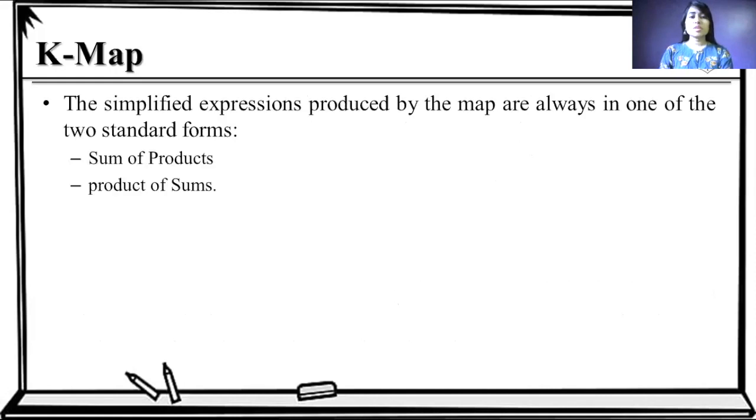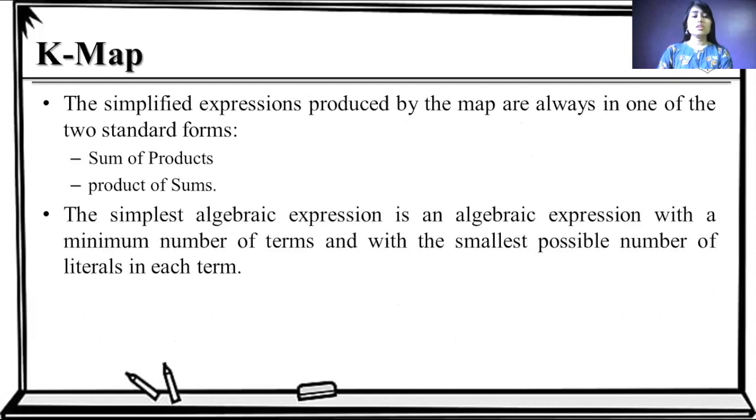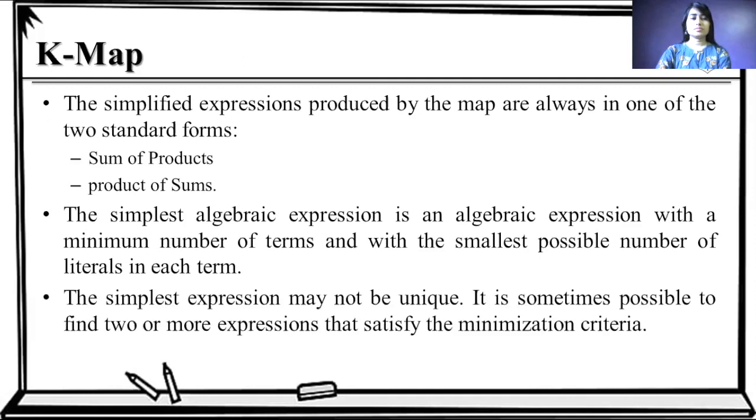The simplified expression produced by the map is always in one of the two standard forms, sum of product or product of sum. The simplest algebraic expression is an algebraic expression with a minimum number of terms and with the smallest possible number of literals in each term. Literal means number of input. The simplest expression may not be unique. It is sometimes possible to find two or more expressions that satisfy the minimization criteria.